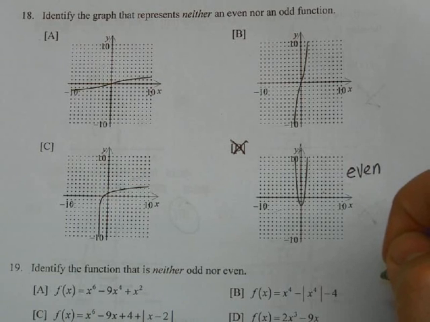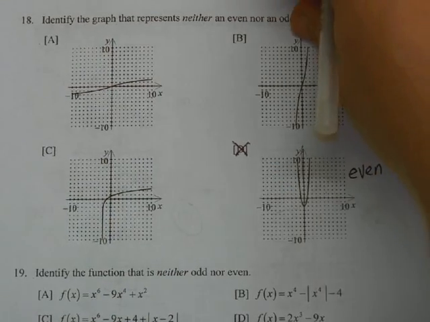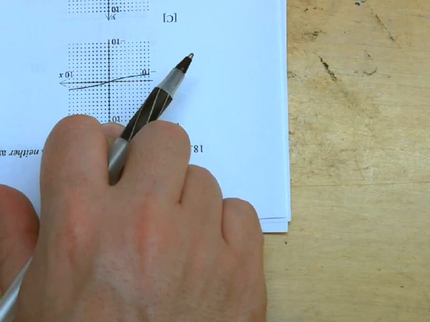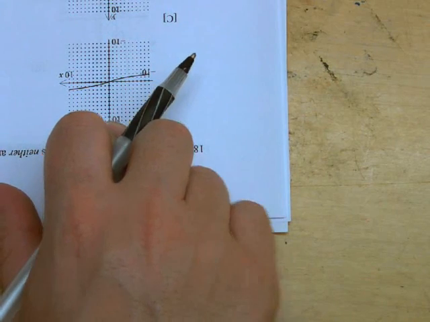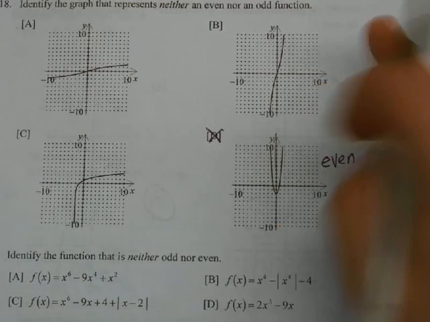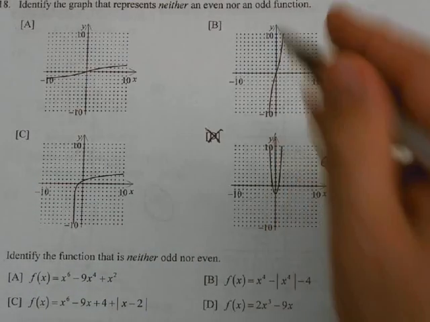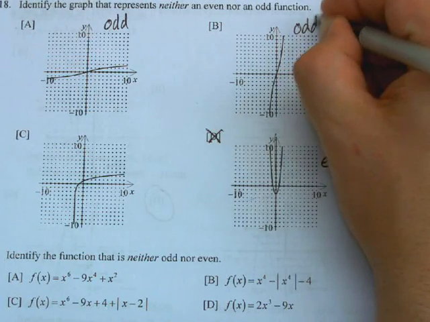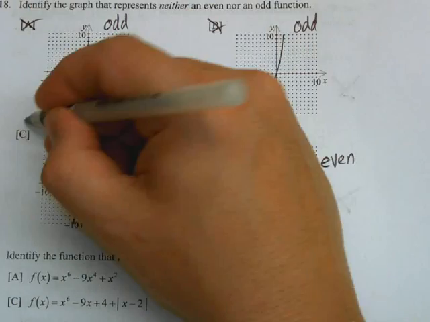Now, odd functions are symmetric about the origin, which means if I rotate it 180 degrees, it's going to look the same. So looking at A, if I rotate that 180 degrees, it looks the same. Looking at B, if I rotate it 180 degrees, it also looks the same. So I know A and B are odd functions. So the answer is C.